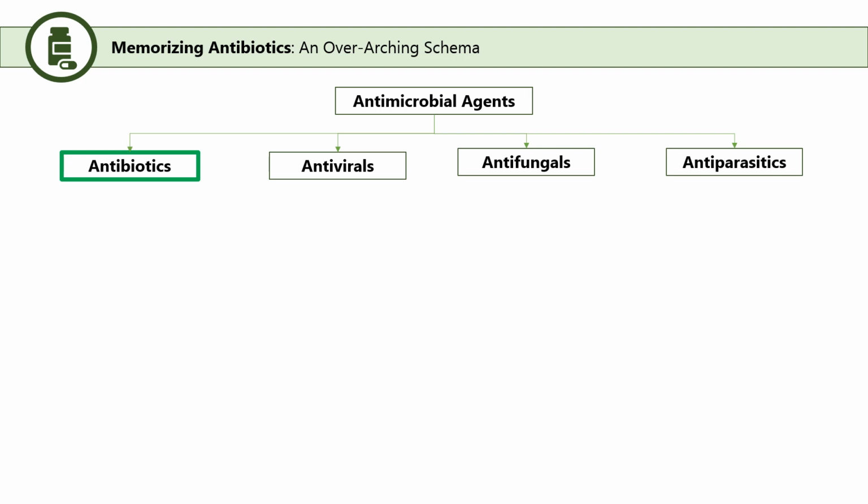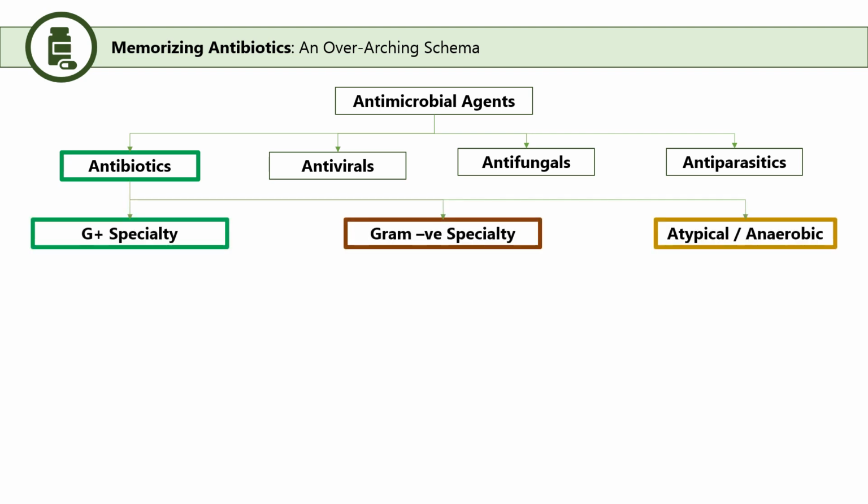Functionally, I split up all of our various antibiotics into 3 large categories, each of which will have its own mnemonic. The first I call gram-positive specialty, although there are dangers we've previously discussed with these oversimplifications. The next group are most commonly used against gram-negative organisms, and then our small third group, which is a specialty group, mostly used for atypical and anaerobic organisms.